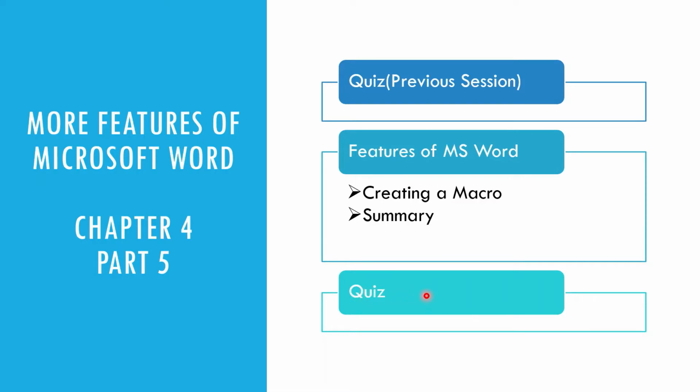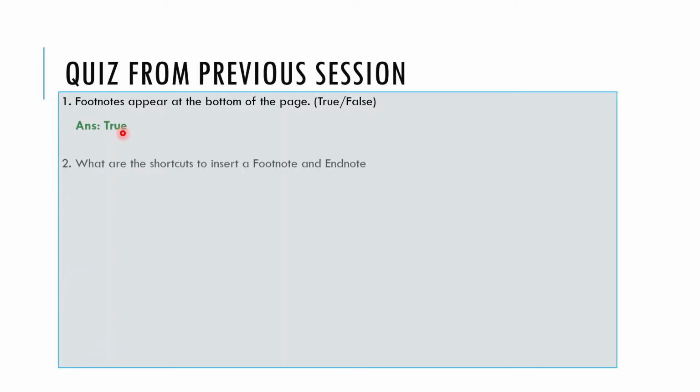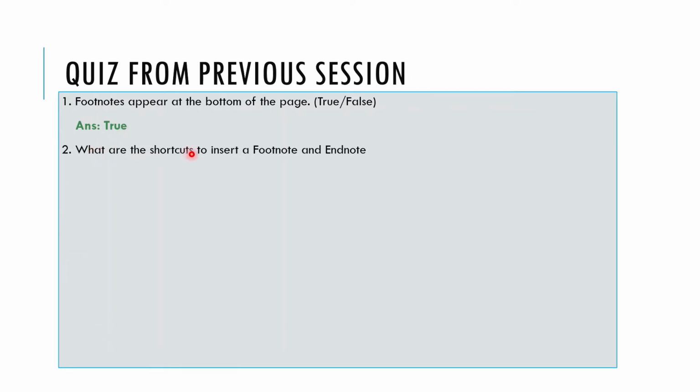So, let's begin. The questions which we raised in the last session: the first one was, footnotes appear at the bottom of the page. Is it true or false? Yes, it is true. Footnotes appear at the bottom of the page. What are the shortcuts to insert a footnote and endnote? The answer is, the shortcut to insert a footnote is Control Alt F, and for the endnote it is Control Alt D.